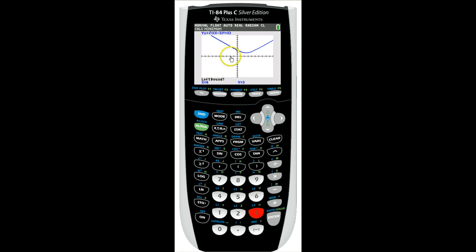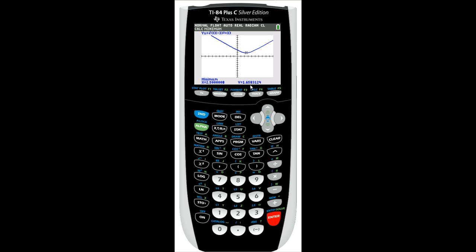Now for left bound, look at where the cursor or the bug is. Make sure it's to the left of the point we're interested in, and it is. So we press enter. And then for right bound, remember you can either type in an x value, or you could just toggle to the right until you are definitely to the right of the minimum, the point we're looking for. Press enter, and then just press enter again for the guess. And you can see that our minimum is about 2.5 and 1.66.